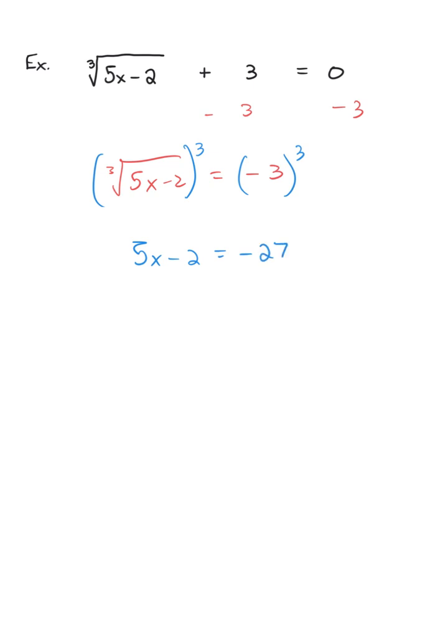And then now you're just doing what we do. Add 2, add 2. 5x equals negative 25. Divide by 5 now. X equals negative 5. Plug it back in to check. So you plug back into the equation, and you get, yes, it is true. It comes out completely true.